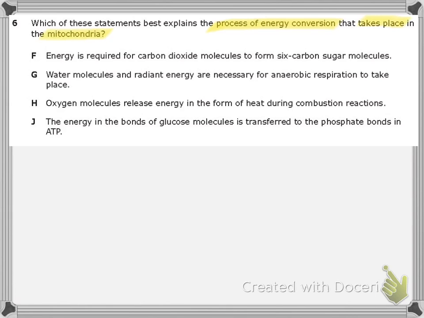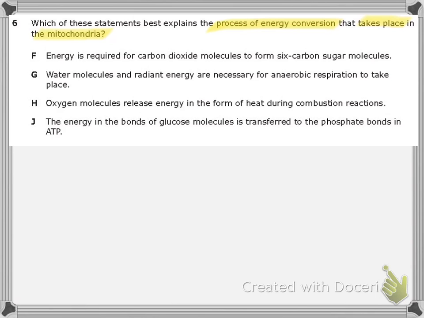Alright, let's rock. So question 6 says, which of the following statements best explains the process of energy conversion that takes place in the mitochondria? So again, we are awesome, and as awesome people do, we highlight. We highlight stuff that looks important. There's a couple things we looked at when we highlighted: the process of energy conversion, and then, of course, where it takes place, which is the mitochondria.